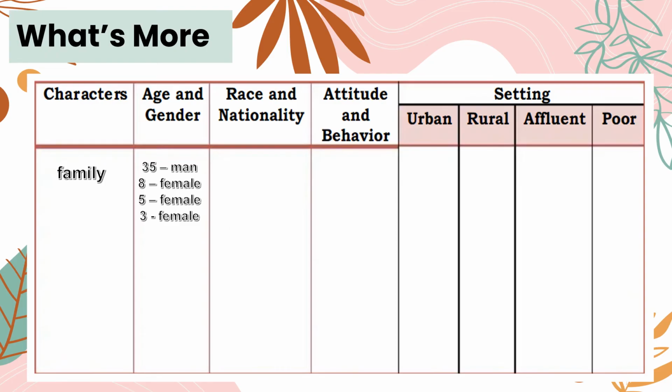So for the race and nationality, of course, they are Asian and they are Filipinos. For attitude, you can always put there, depends on the image. So I put here happy or simple. And for the setting, this is in urban. Usually they are in urban, but actually you can also see it in rural, but not so much. And of course, they are poor.